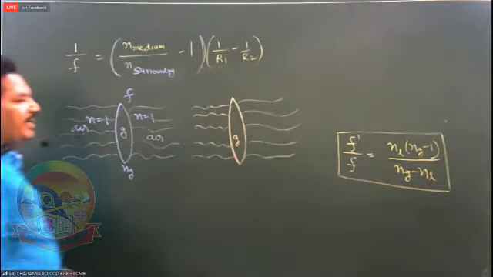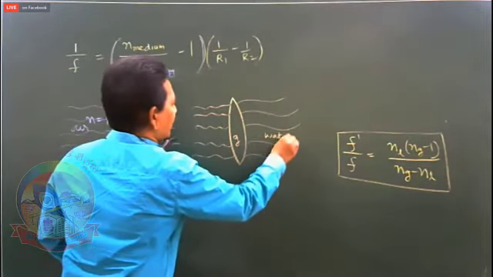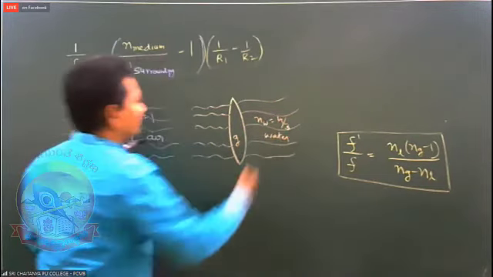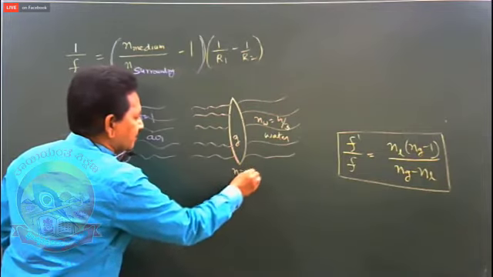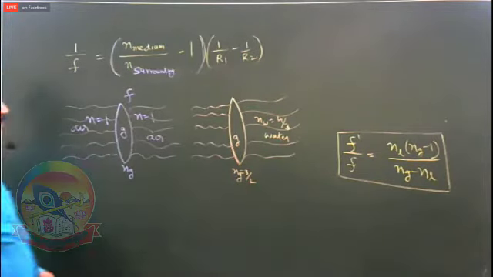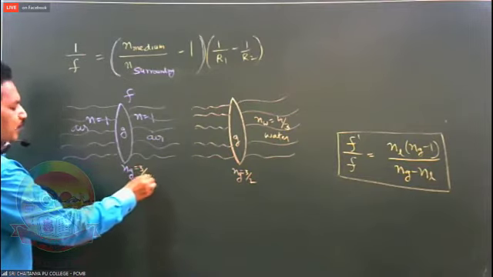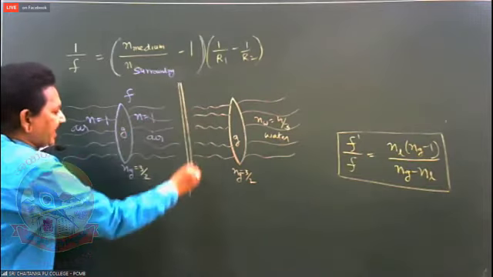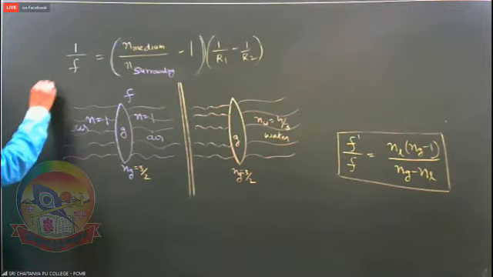Dipped inside water. What is the refractive index of water? We know 4 by 3. Refractive index of glass 3 by 2. First it is in air medium, focal length is F. Special case.